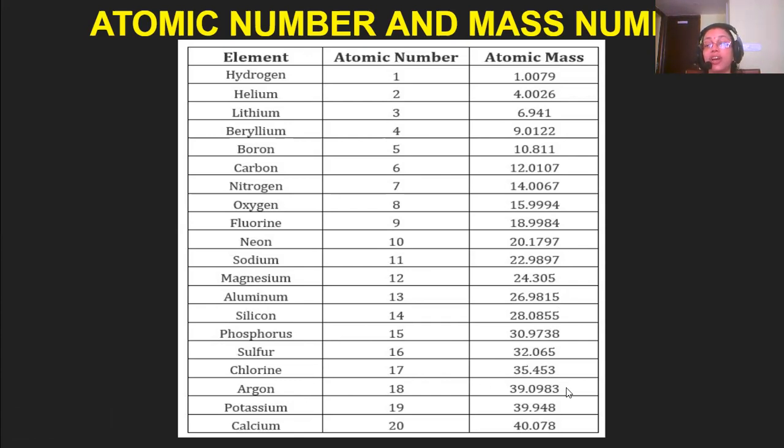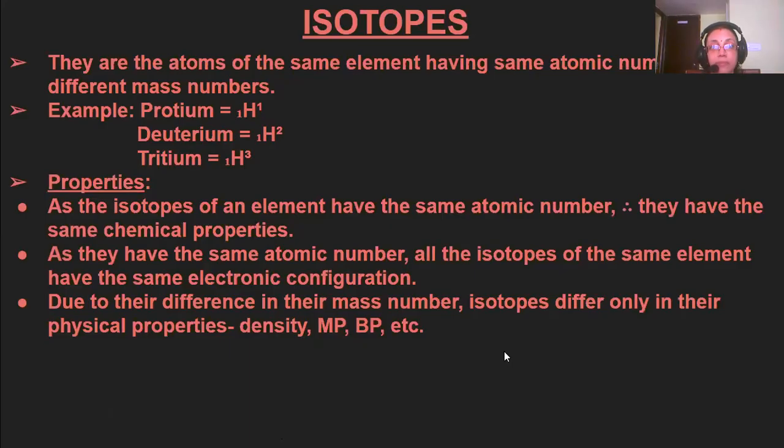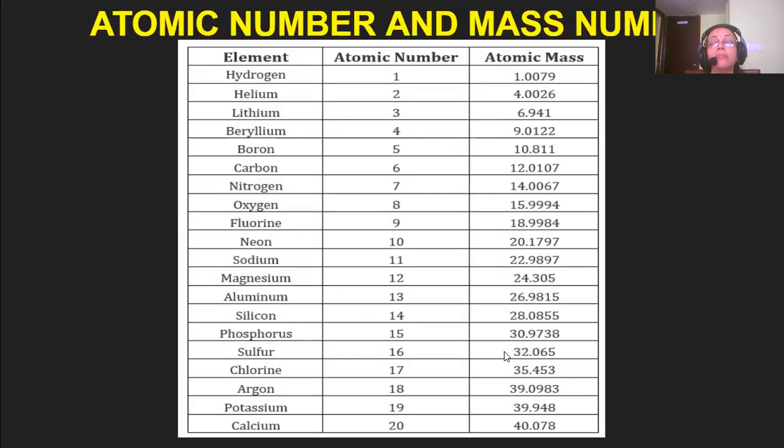Chlorine 17, 35.453. Argon 18, 39.0983. Potassium 19, 39.948. Calcium 20, 40.078. Next, in my next video, I'll start discussing isotopes. That's a new topic, and I'll discuss it in my next video.